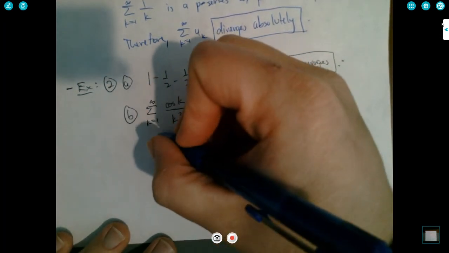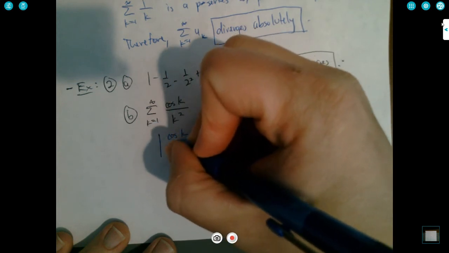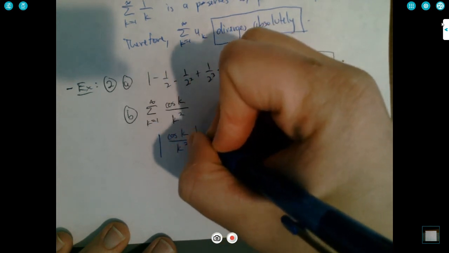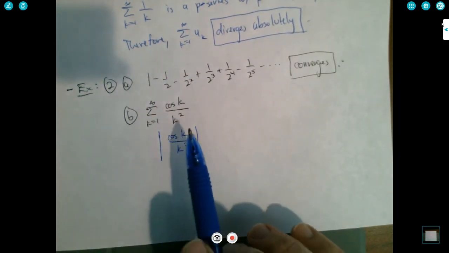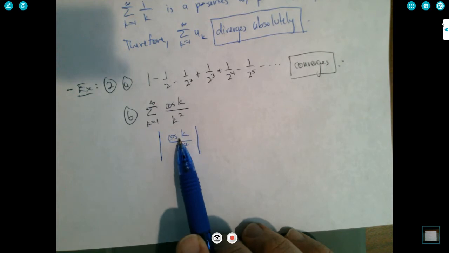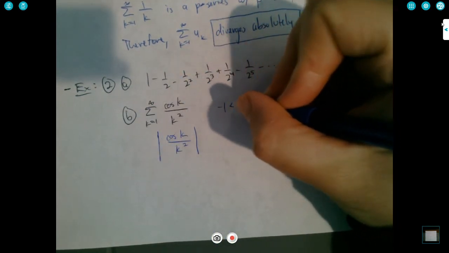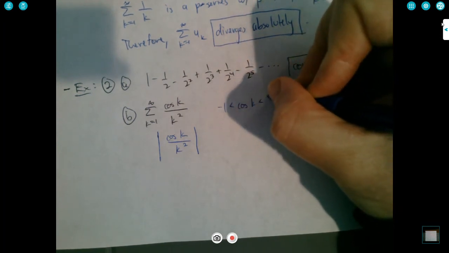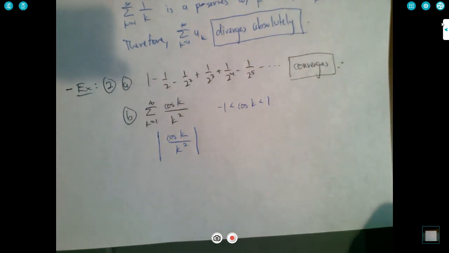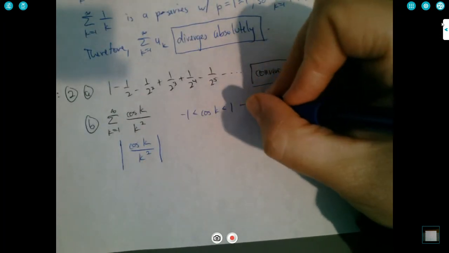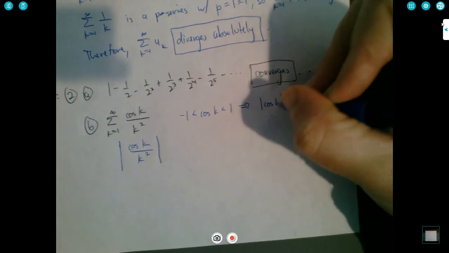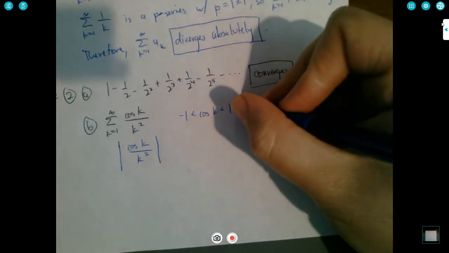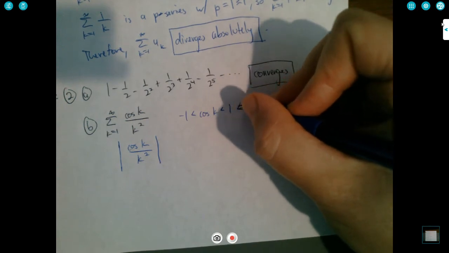If you take a look at the absolute value of this thing, absolute value of cosine k over k squared, what do we know about this? We know that cosine always lives between -1 and +1, right? This has to be true for any value of k. And so that means that the absolute value of cosine k has to be less than 1, right? These two things mean the same thing.